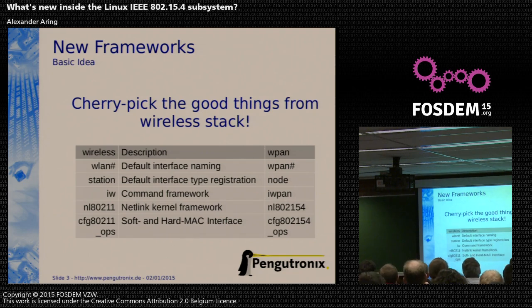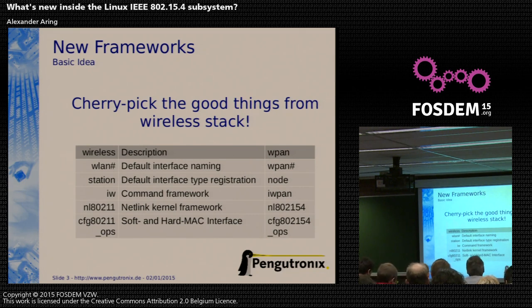The basic idea is to cherry-pick the good things from the wireless stack. You all know the wireless implementation in your notebooks if you're on Linux. By default you have a WLAN interface. So we also have a default interface naming: if you connect an 802.15.4 transceiver, it's registered as WPAN. In wireless, they also have different interface types. The station is the default, but there are also access point and monitor devices. And we also have different interface types, like node and monitor for promiscuous mode. Later we also want to support a coordinator interface type.